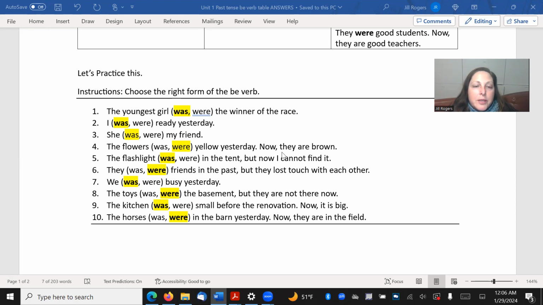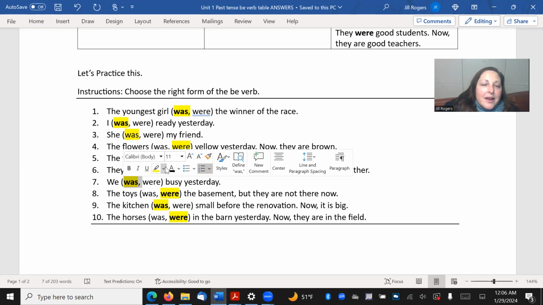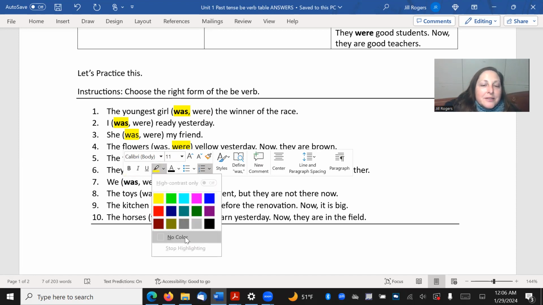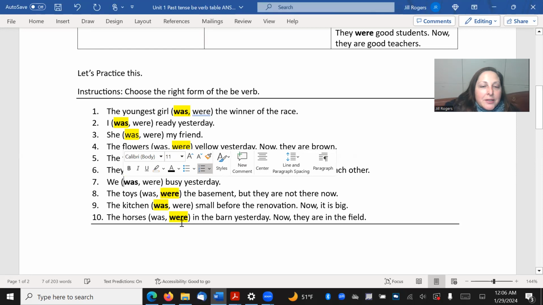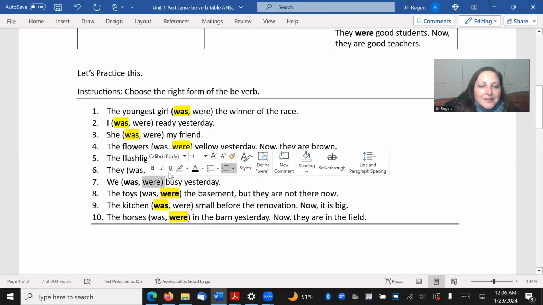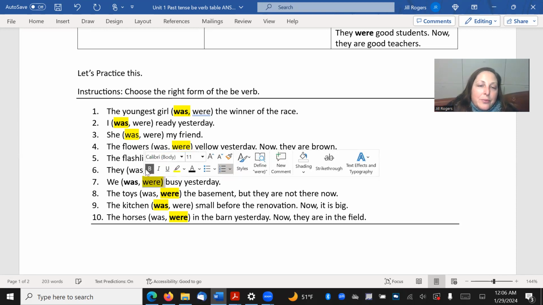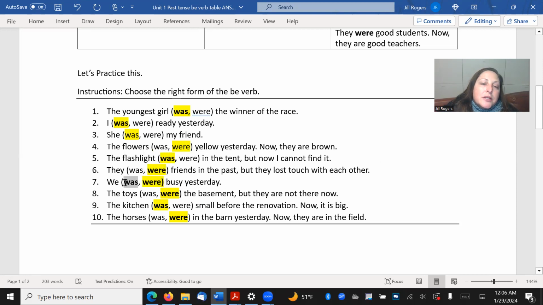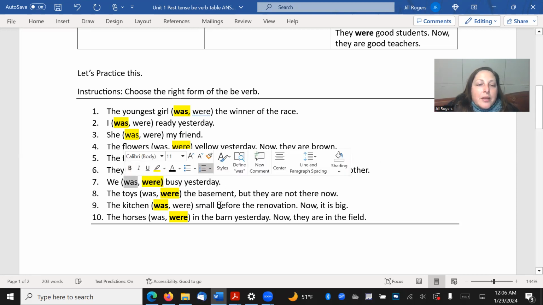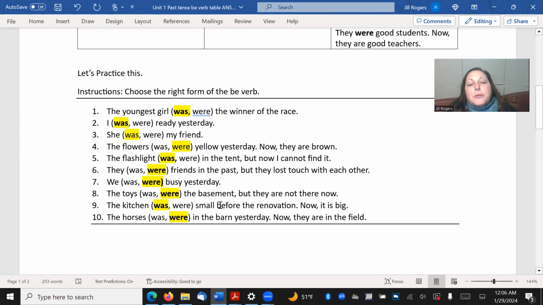Number 7, oh, no, this is not right. This is not right. I probably just didn't change it. Sorry about that. Wrong. I even reread it too. The answer is we were busy yesterday, not we was, because were is the plural form of the verb. And the next one is plural, right? We is plural, so it has to be we were busy yesterday.